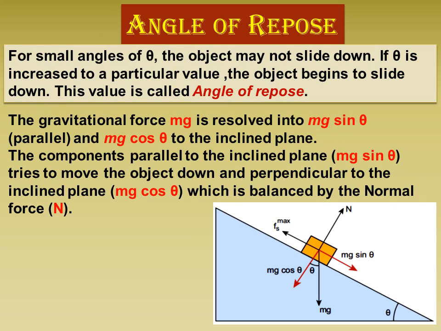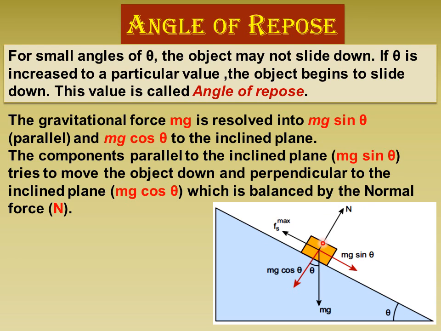The gravitational force mg is resolved into mg sin theta, which is parallel to the inclined plane, and mg cos theta, which is perpendicular to the inclined plane. The component parallel to the inclined plane, mg sin theta, tries to move the object down, and the perpendicular component mg cos theta is balanced by the normal force N. Here you can see the normal force N.